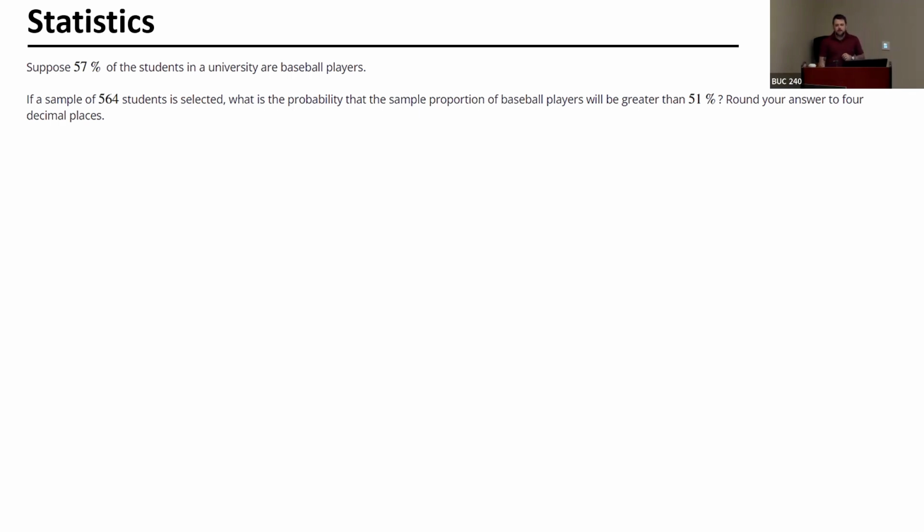57% of the students in a university are baseball players. That's a crap ton of baseball players. Okay, because look, they just took a sample. If a sample of 564 students, is that all the students? No, that's a sample of 564 students. So let's just say there's only 565 students in that school. That means that's a baseball team of 200 plus baseball players.